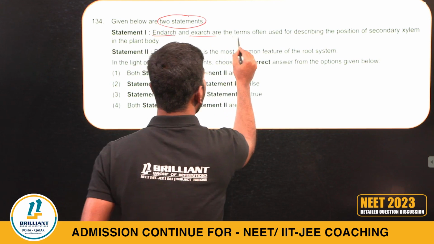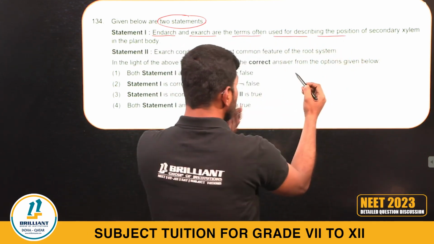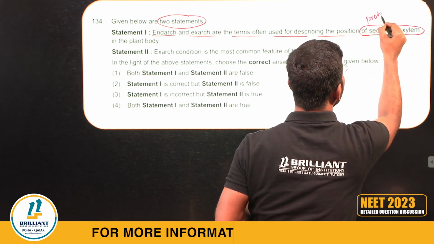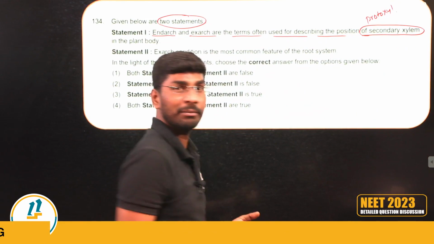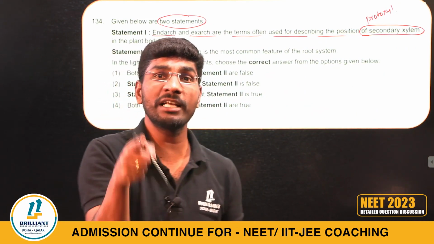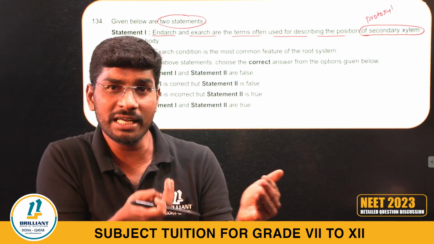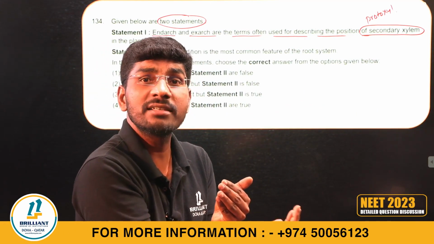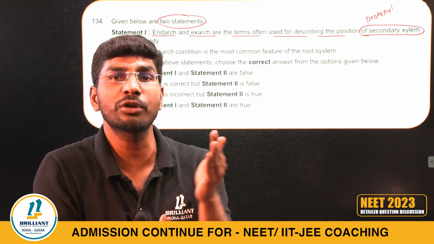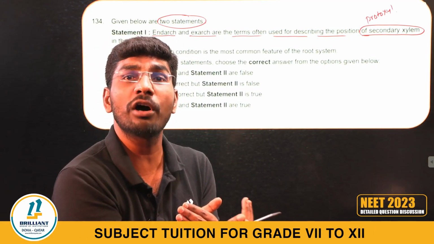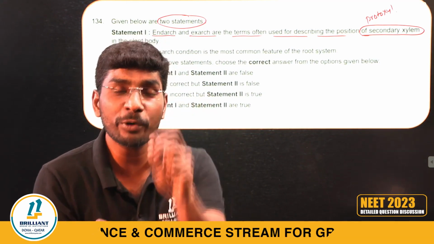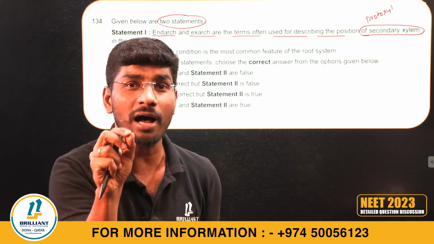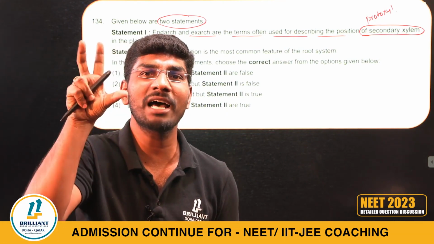Endarch and exarch are the terms often used to describe the position of secondary xylem. Sir, protoxylem, not secondary xylem, primary xylem. It is based on the primary xylem position. If protoxylem is inside, endarch. When protoxylem is outside, exarch. Endarch is a characteristic feature of stem. Exarch is a characteristic feature of root, we discussed. Remember, I also explained this one: protoxylem vessels are smaller, metaxylem vessels are bigger.